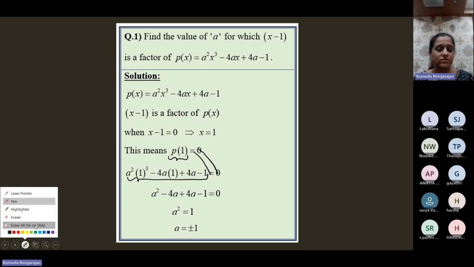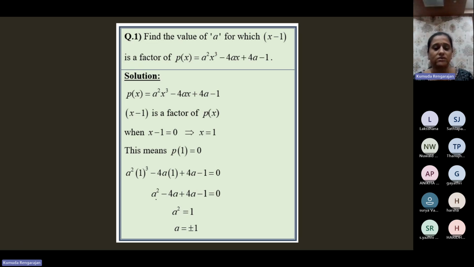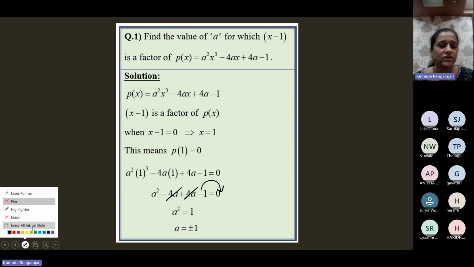Now simplify this. So you get a square minus 4a plus 4a minus 1 is 0. Minus 4a plus 4a gets cancelled. So a square is equal to 1. When you transpose, a square is equal to 1. So a is equal to plus or minus square root of 1, which is plus or minus 1. Work this, children.